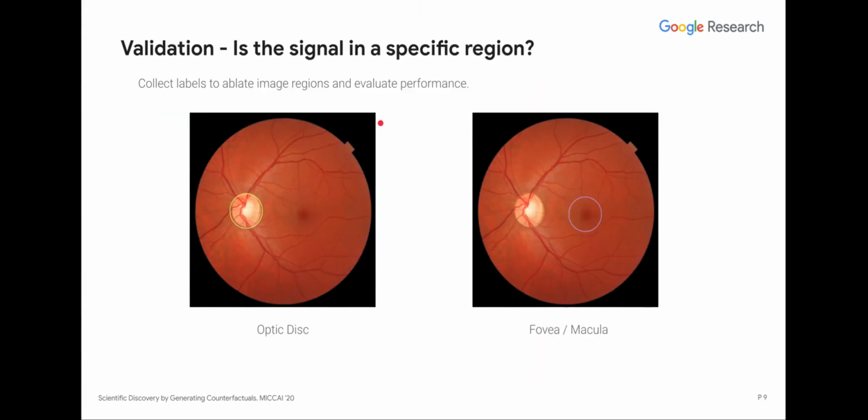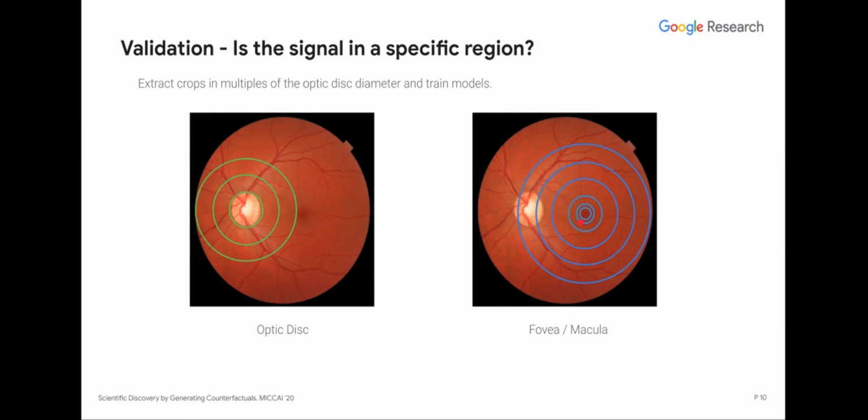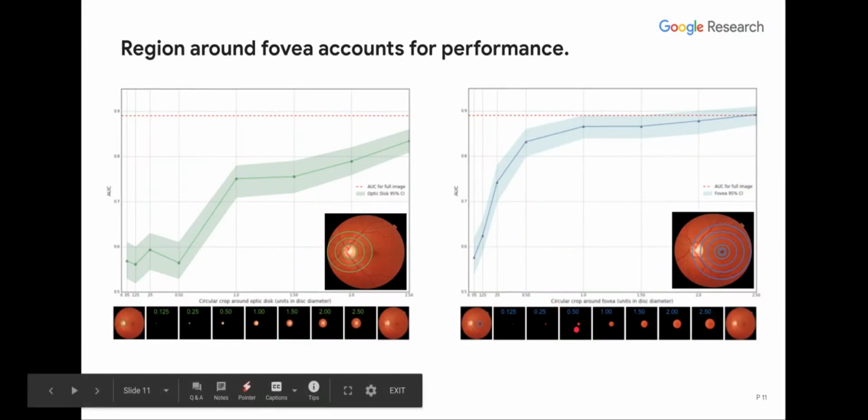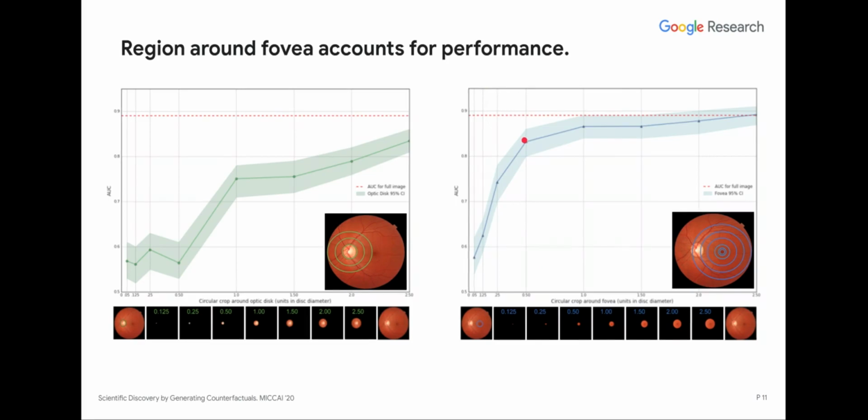The first thing we did was to examine if the signal was associated with a specific region. For example, is it associated with the optic disc, or the fovea, or the macula? To do this, we trained separate models from crops extracted from these surrounding regions, both from the optic disc and the fovea. These graphs show the performance of the models on the different crops. We found that the fovea model, here on the right, performed quite well even when it was looking at a very small region. It's just looking at a 0.5 disc diameter, and it performed considerably well compared to the full model that's looking at the entire image.